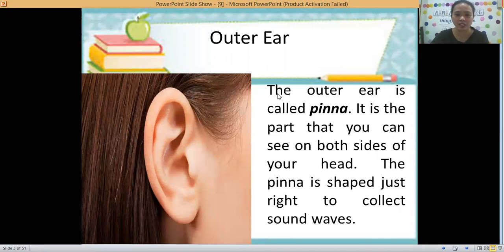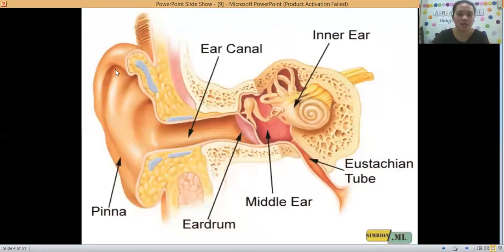The outer ear is called pinna. It is the part that you can see on both sides of your head. The pinna is shaped just right to collect sound waves. So this one is the parts of the ear. So this one is the ear canal.